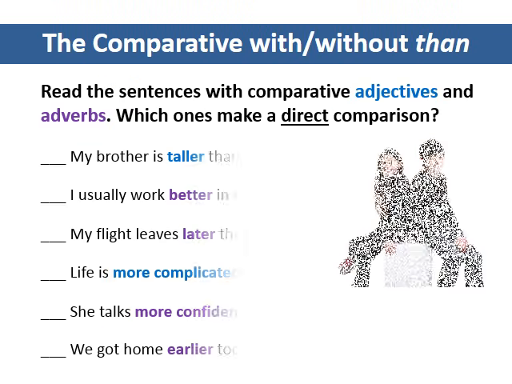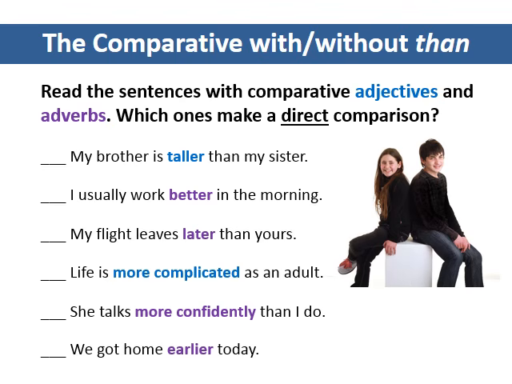Read the sentences with comparative adjectives and adverbs. Which ones make a direct comparison? Three sentences make direct comparisons using than. In the other examples, the comparisons are obvious or understood, so than is not used.